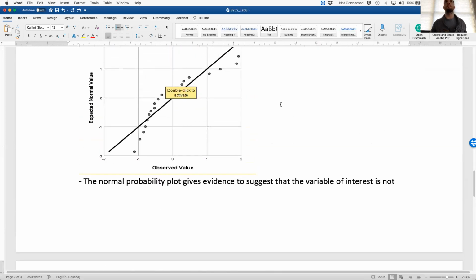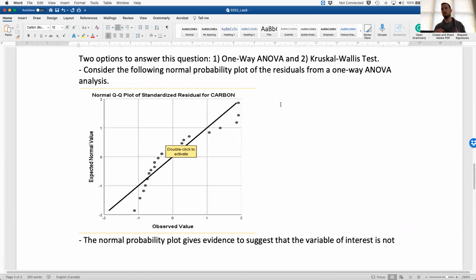Okay, does that make sense? Any questions on that? Basically what I'm doing here is I'm just trying to explain how you would choose between them. So you have 2 options to answer the question, which is the one-way ANOVA or the Kruskal-Wallis. But clearly that normality assumption for the one-way ANOVA is not intact here. So given that that isn't intact, it doesn't make sense for us to proceed with a one-way ANOVA. So in that case, we would turn to the Kruskal-Wallis test. Right. Any questions?